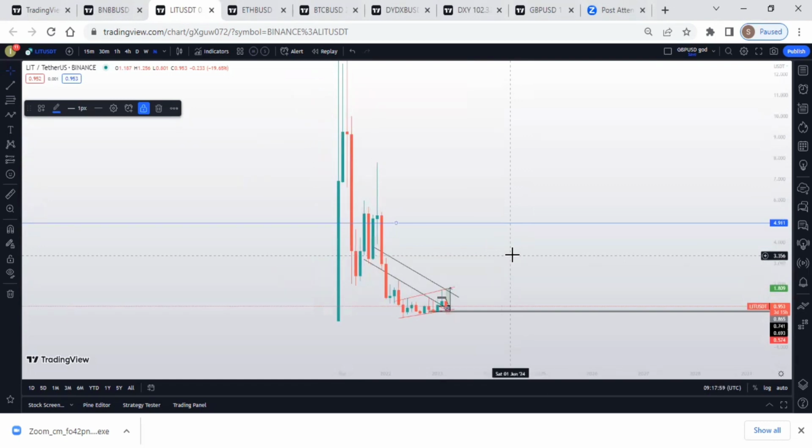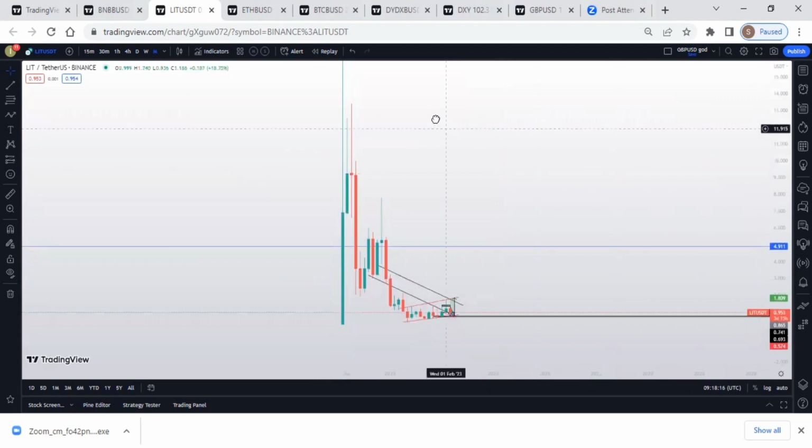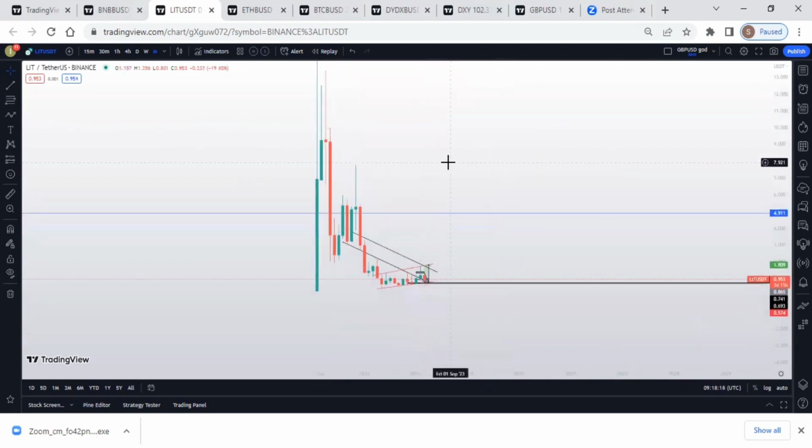Okay, so now let's quickly do a top-down analysis for LIT USDT on the exchange BINANCE. You can see it on some other exchanges like Coin and the rest of them, but the exchange I recommend is BINANCE. So that's where I will be buying mine when it gets to my entry point. That's actually what I'm waiting for.